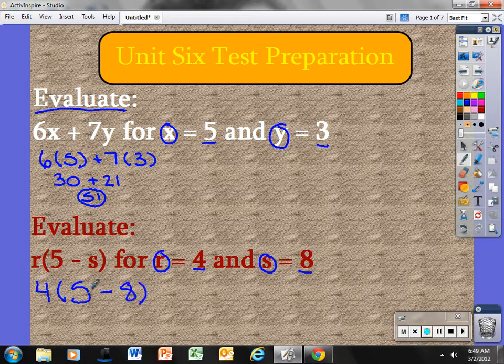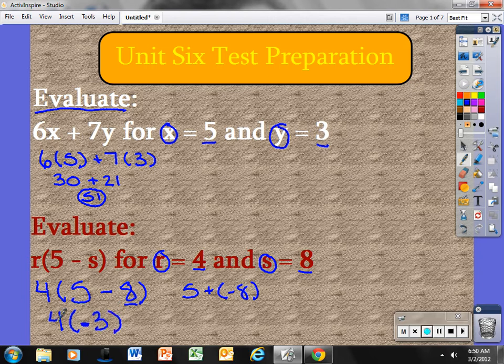I can use distributive property if I would like. I can also just subtract in here. I have 4 parentheses. Now, this says 5 minus 8. I'm going to kind of transfer this. Remember when we're subtracting integers, I add the opposite of the second number. The opposite of this 8 is a negative 8. I owe you $8. I paid you 5. I still owe you 3. So that is a negative.